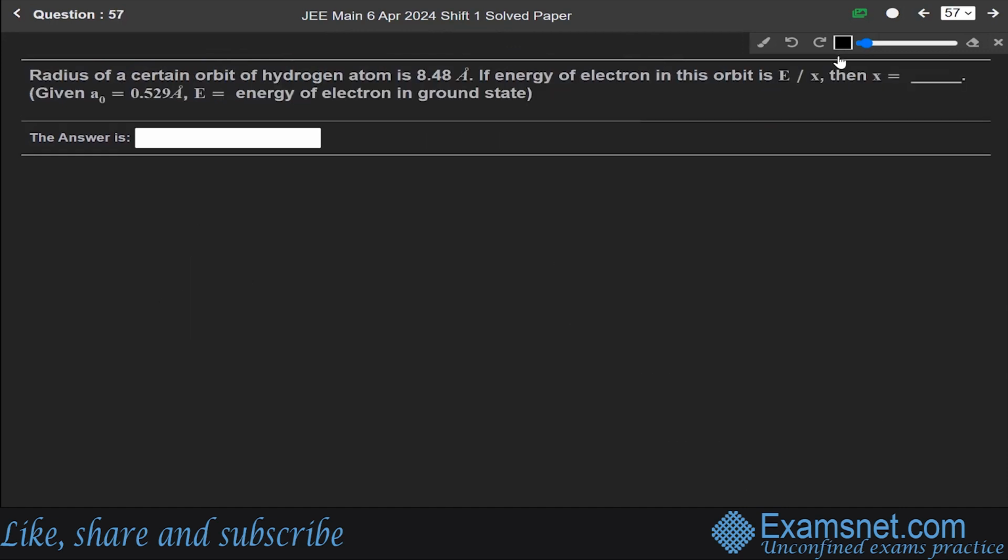Now, next question 57. The radius of a certain orbit of hydrogen atom is 8.48 angstrom. If the energy of the electron in this orbit is E by X, we have to find the value of this X. This question is from the chapter of modern physics. So we have to find the value of X, and we are given the radius 8.48. Using the formula for the radius, we know that r equals 0.529 n square over Z. This is the direct formula.